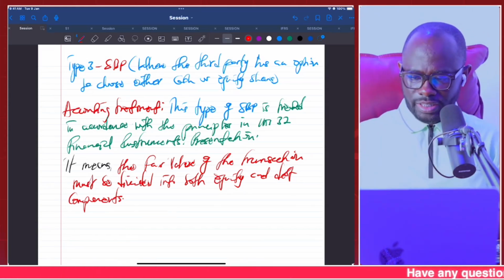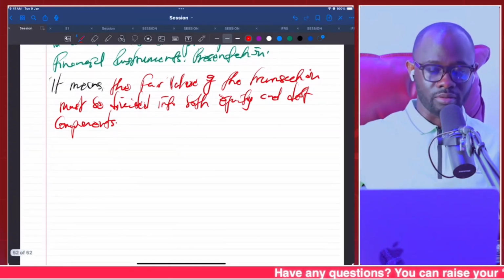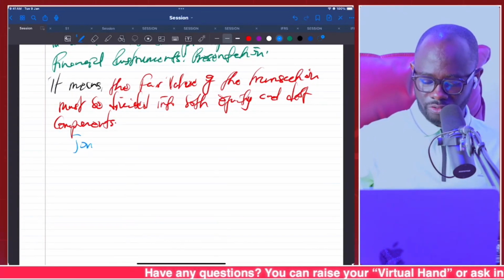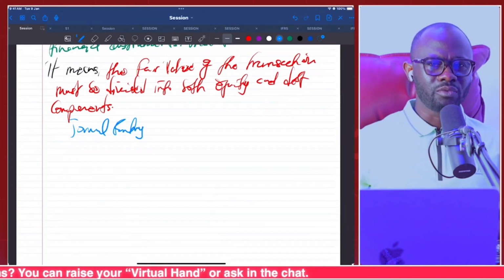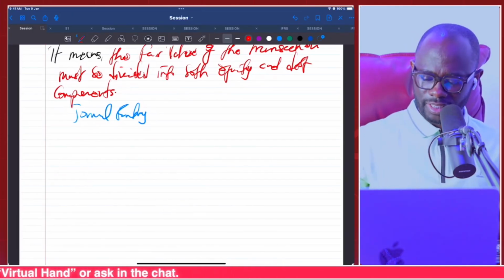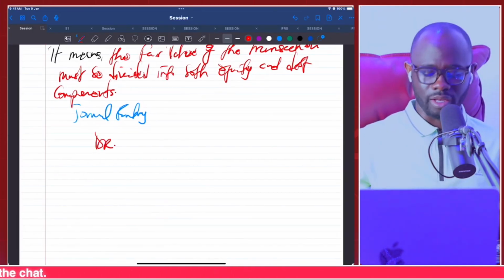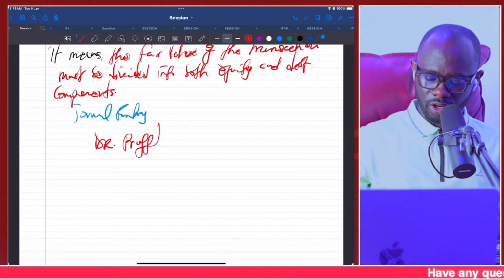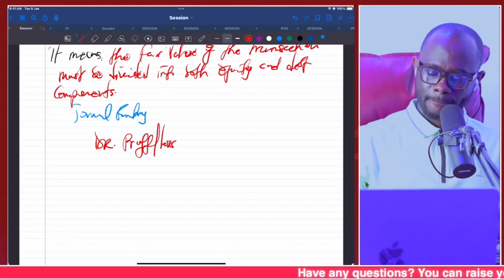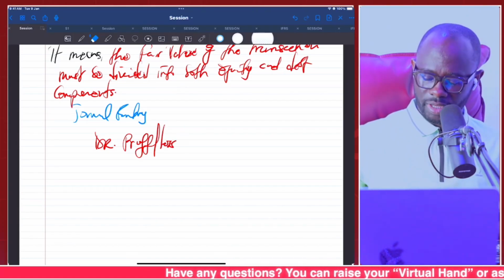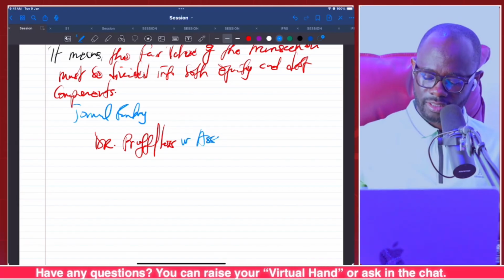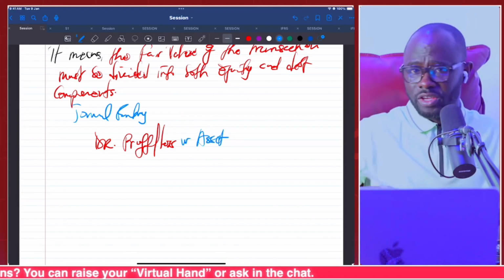So how do we deal with it? Simple. Journal entry. So what did we buy? Maybe we bought an asset or it is an employee we are paying. So either we debit profit or loss, or we are debiting an asset because we bought an inventory or a PPE.